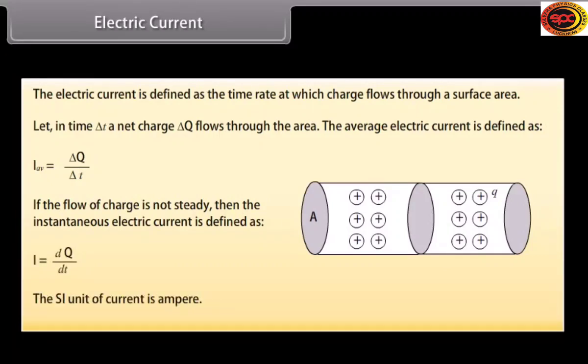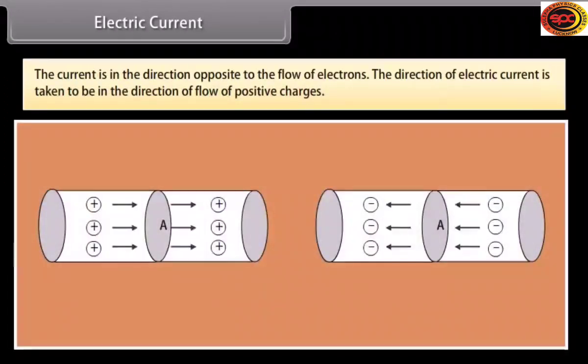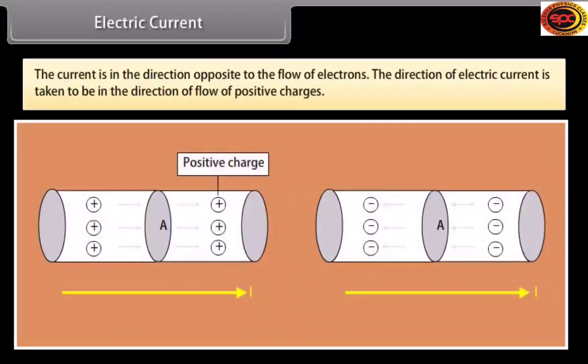The SI unit of current is ampere. The current is in the direction opposite to the flow of electrons. The direction of electric current is taken to be in the direction of flow of positive charges.